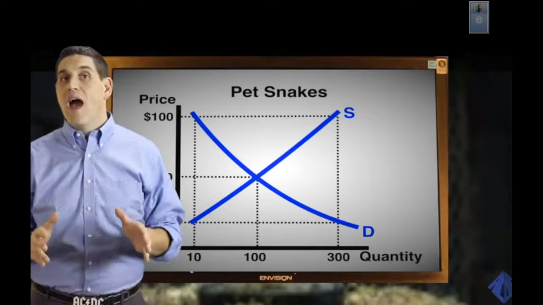Now you understand the graph and equilibrium, but we're not done. The supply and demand graph is a great tool for figuring out what's going to happen when there's a change in a market. For example, let's say that snakes and monkeys are substitute pets.